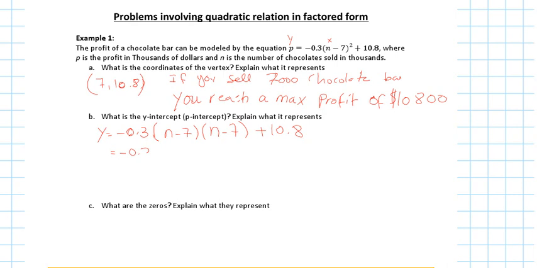Foiling. So n squared minus 7n minus 7n plus 49. Then you're going to multiply the negative 0.3 in. What's negative 7 times negative 0.3? 14.7? Should be negative 14.7. Yes.